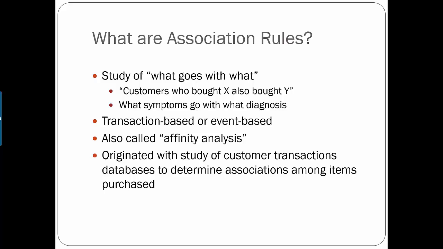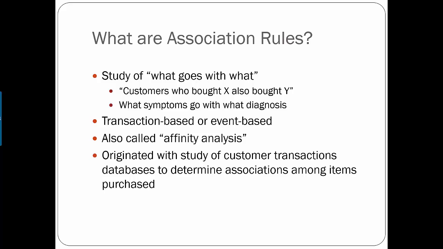So what are association rules? Association rules are rules that identify relationships among choices that people make. If somebody chooses X, then that person chooses Y as well. Customers who bought X also bought Y. So what things go together with what other things? That's what we try to do here.